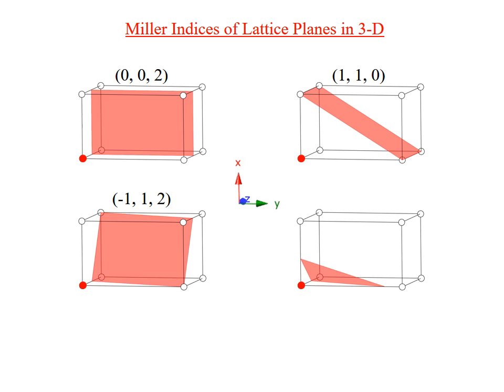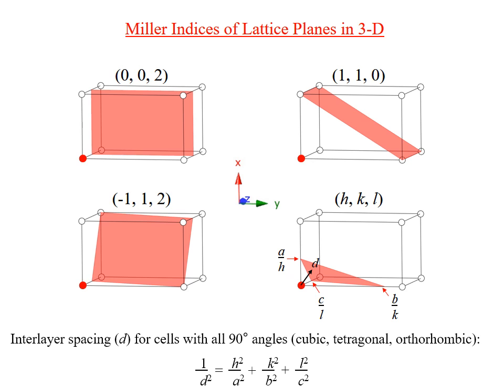Generically then, we say that the Miller indices, HKL, of a set of lattice planes are given by the point at which the first plane intercepts the axes. It intercepts the x-axis at a/h, the y-axis at b/k, and the z-axis at c/l. And the d spacing, which is the distance between nearest neighbour planes, is given trigonometrically, and in the simple case that all the angles are 90 degrees, cubic, tetragonal, orthorhombic cells, the relationship is that 1/d squared is h squared over a squared plus k squared over b squared plus l squared over c squared.